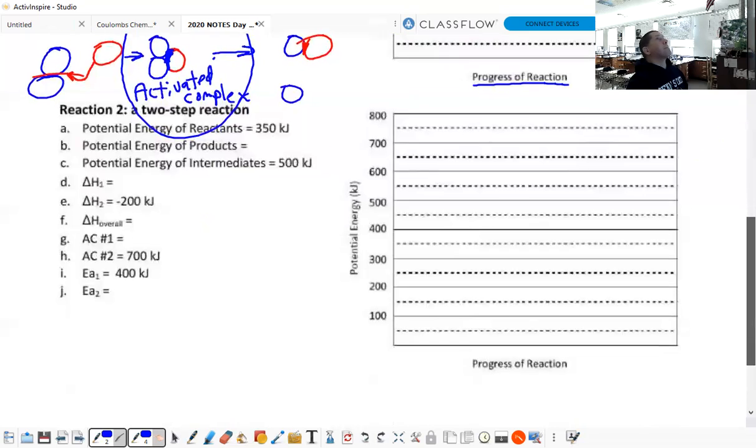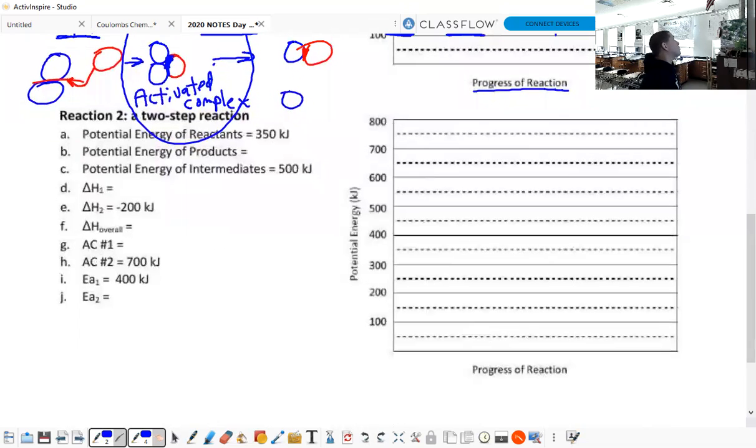All right, next one. So now we have a two-step reaction. Let me do the general shape of the two-step reaction before we put it on the diagram. So we have the reactants, and we're going to form the products. Let's say it's going to end up endothermic overall. It could be exothermic, right? Could be lower. But now we don't just have one activated complex, we have a second one.